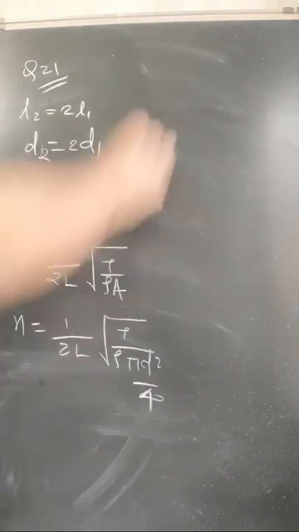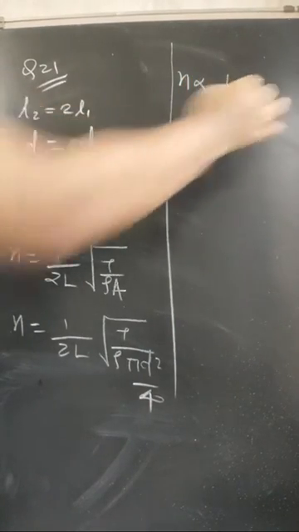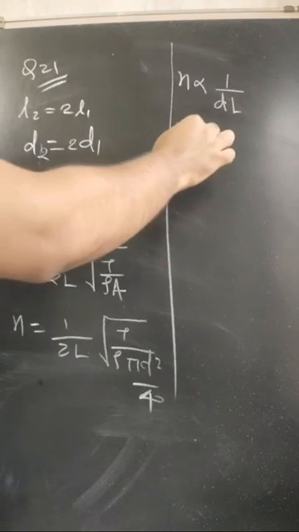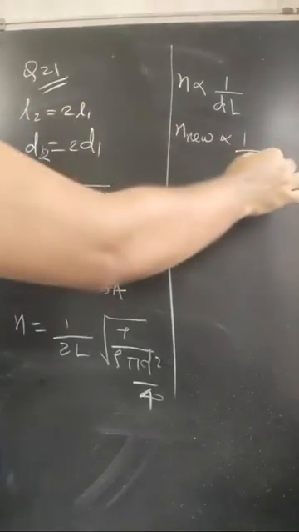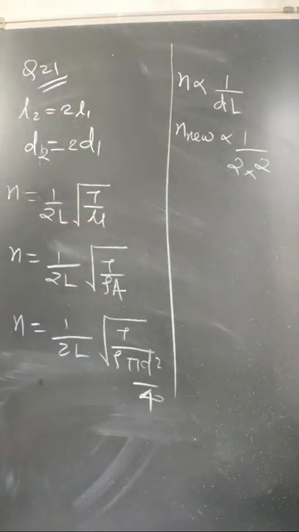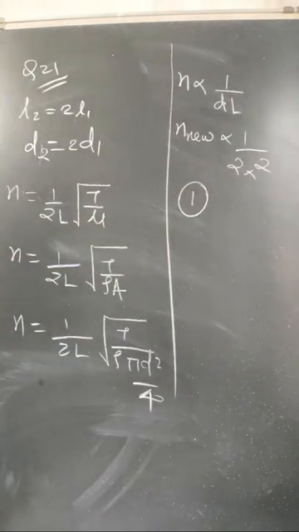Because we want diameter. And now in terms of proportionality, I can say frequency is proportional to 1 upon dl. So frequency nu will be proportional to 1 upon dl. What happens if the length becomes double and diameter also becomes double? The new value of frequency becomes 1/4 times the original value, which is option 1. New frequency becomes 1/4 time. Correct answer, option A.